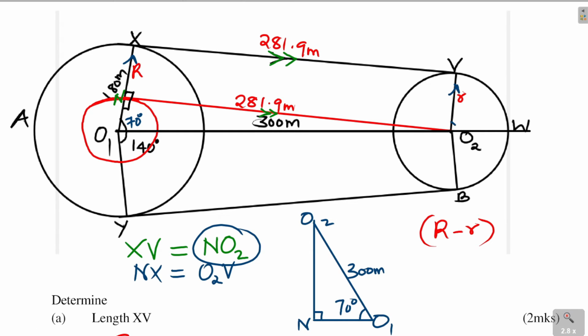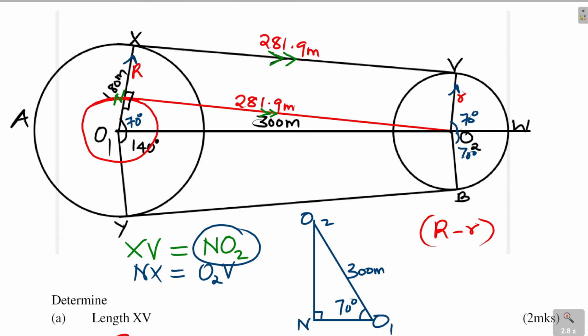So this angle is also 70 degrees, and the other one is also 70 degrees, by the fact that these two lines are parallel to one another, and this one is a transversal. So this angle is corresponding to this. Now we have the angle at the center there, and we also have the radius, so to get that will be quite easy.